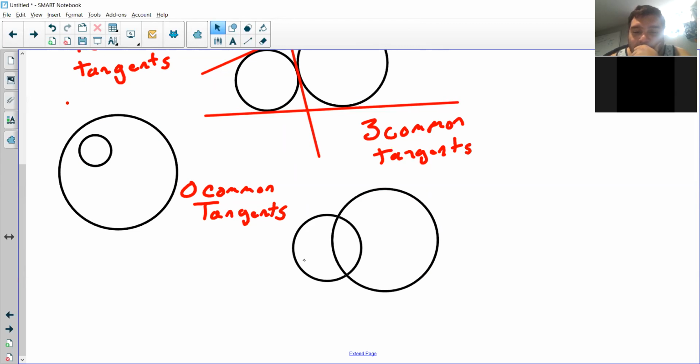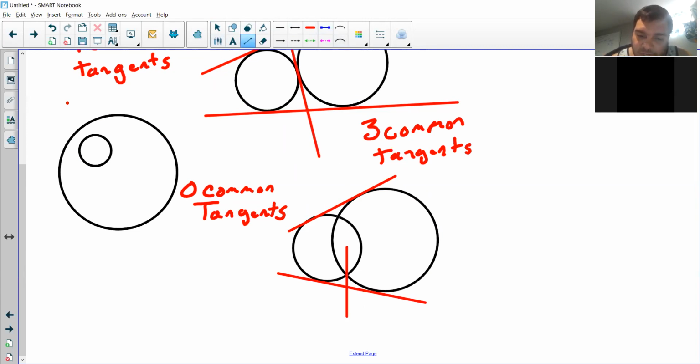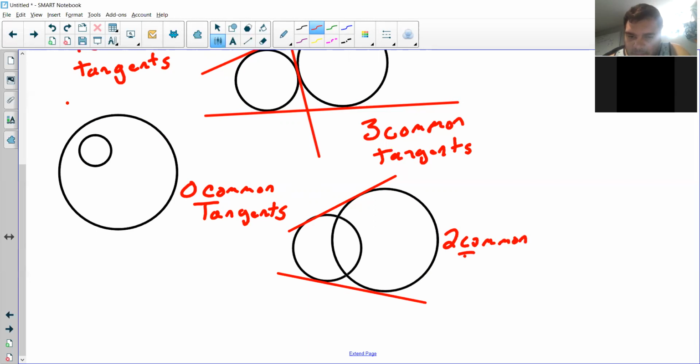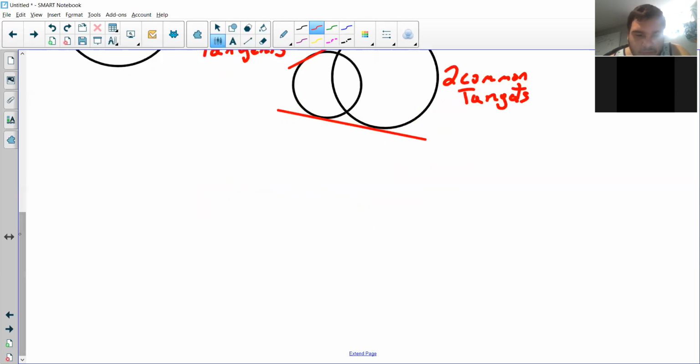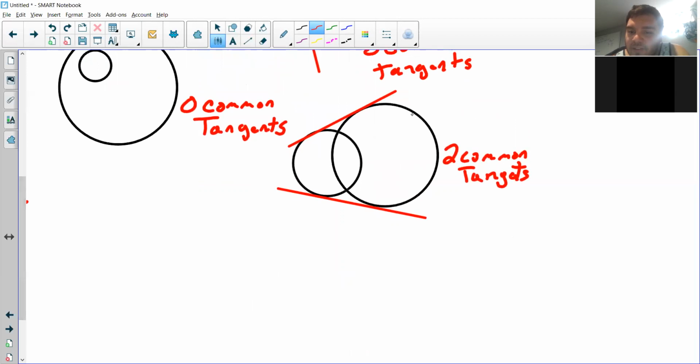Leo, good job. Okay. In this situation, we only could have one on top that hits both and one on bottom that hits both. So in this case, there's only 2. We can't fit the one in the middle because if we try to draw a line in the middle, it would hit the circle twice, which is not okay. So if you have a Venn diagram kind of setup, you have 2 common tangents.